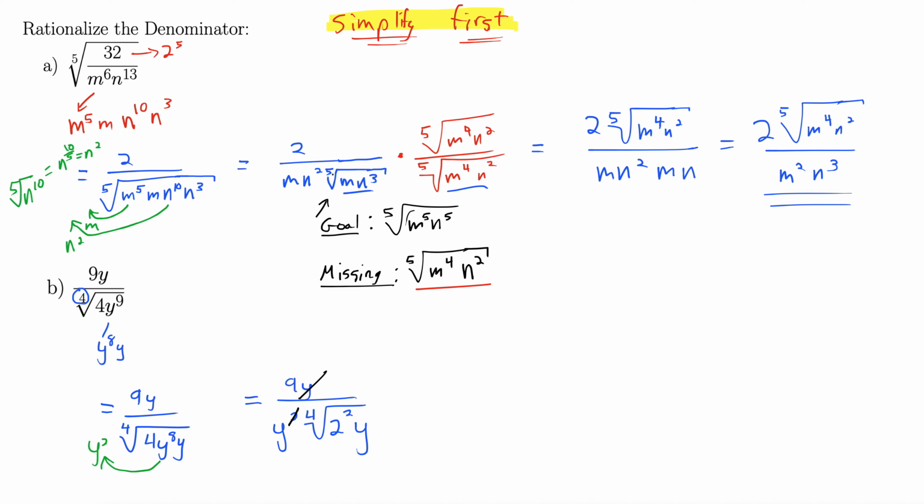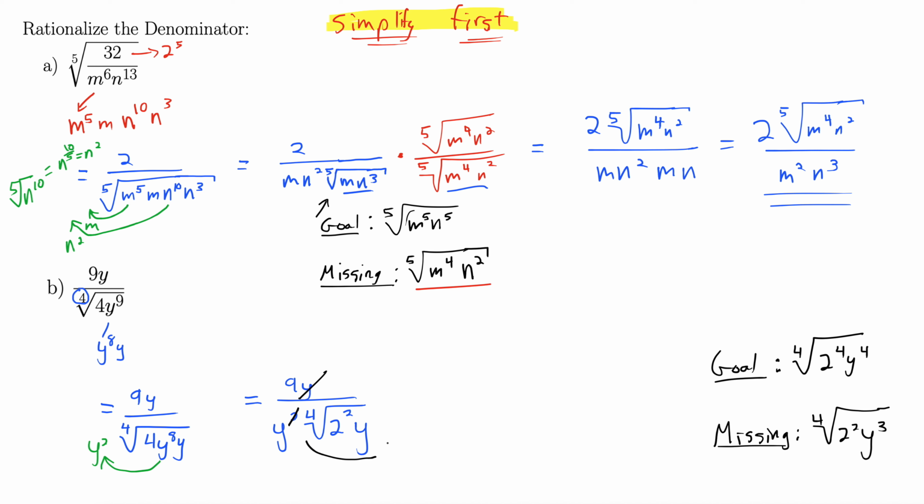Let's look at our goal and our missing. We're trying to rationalize this term down here, the fourth root of 2 squared y. Our goal is to make everything come out of that radical. Since it's a 4th root, we need everything to the 4th: 2 to the 4th, y to the 4th. We have 2 squared, but only one y. So we're missing the fourth root of 2 squared, which would get us to 2 to the 4th. But then we need y cubed, because we only have y to the 1st. In order to make that y to the 4th, we have to multiply by y cubed.